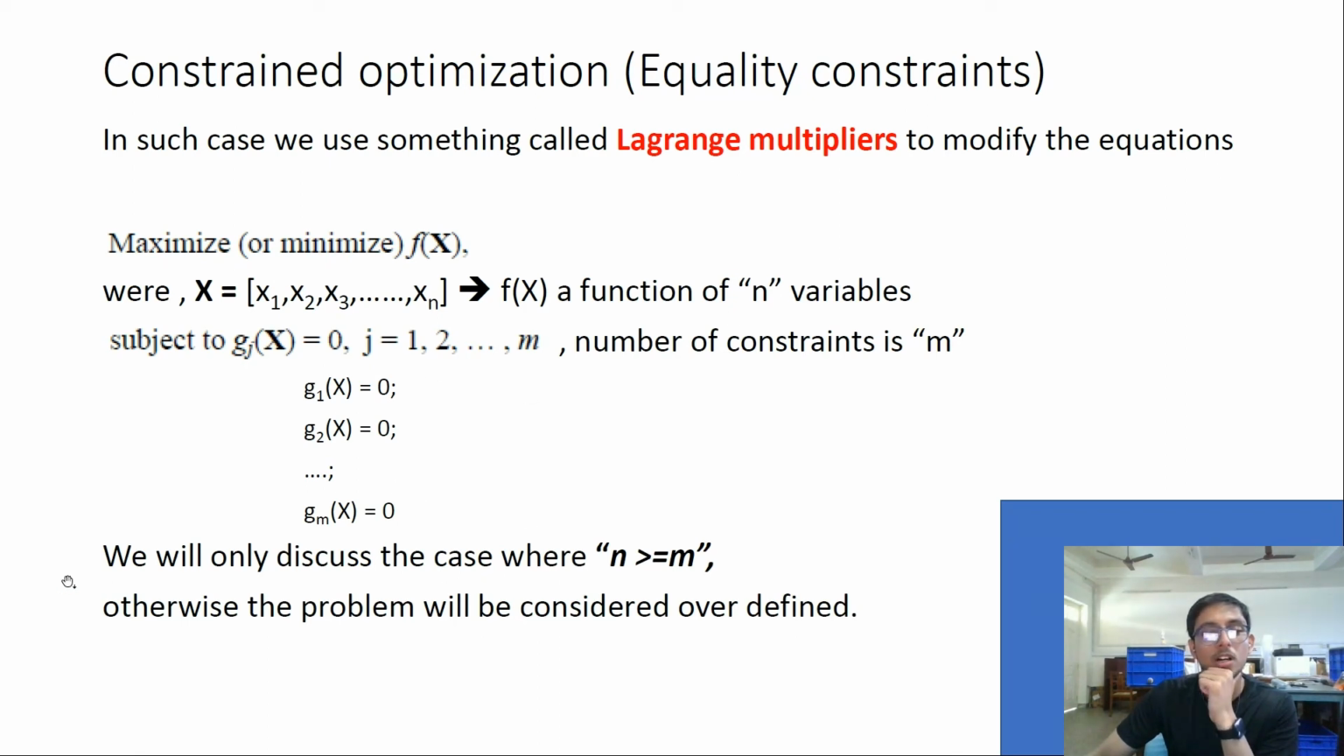So for now, for our ease, we'll consider only those cases where the number of variables is more than the number of constraints. Because if the constraints are more than the number of variables, then the problem is overdefined, and probably someone can solve it, but that's not under the scope of this particular syllabus. So we'll be discussing only the problems where the constraints are fewer than the number of variables.